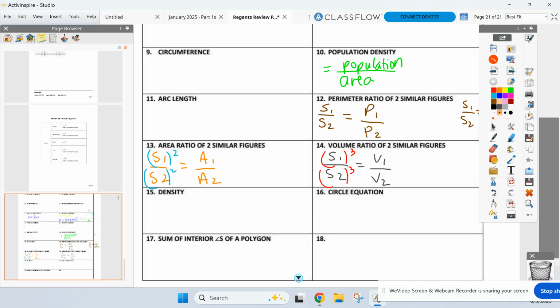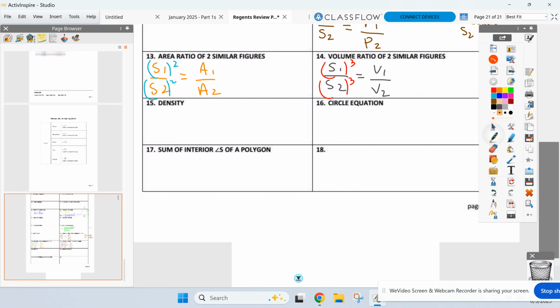The only other one is what, 17? Sum of the interior angles of a polygon. Here's a hexagon. How many degrees are in a hexagon? Here's an octagon. How many degrees are in an octagon? The way we find that is we take 180 and multiply it by n minus 2, and n is the number of sides.